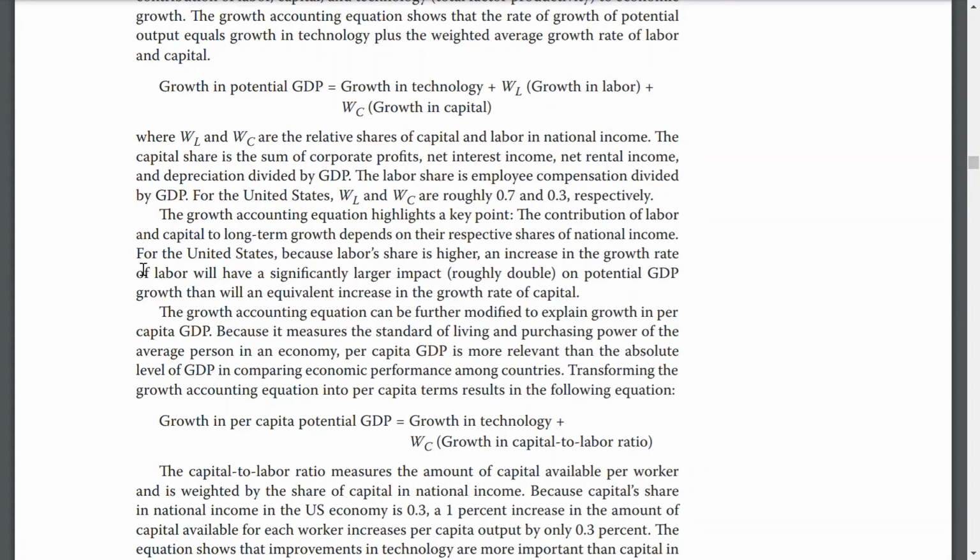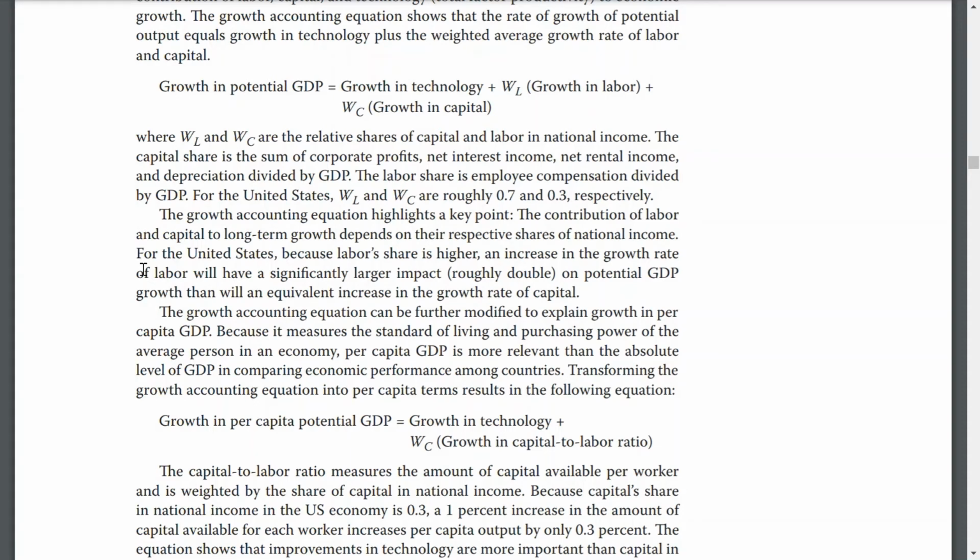The capital share is the sum of corporate profits, net interest income, net rental income, and depreciation divided by GDP. The labor share is employee compensation divided by GDP. For the United States, WL and WC are roughly 0.7 and 0.3 respectively. The growth accounting equation highlights a key point. The contribution of labor and capital to long-term growth depends on their respective shares of national income. For the United States, because labor's share is higher, an increase in the growth rate of labor will have a significantly larger impact, roughly double, on potential GDP growth than an equivalent increase in the growth rate of capital.